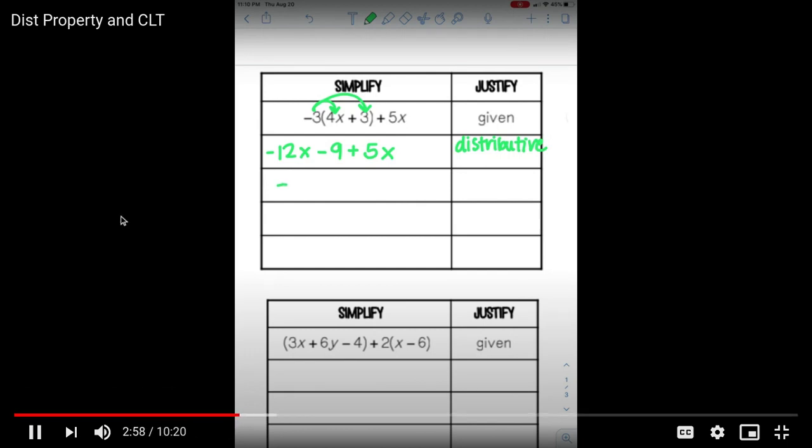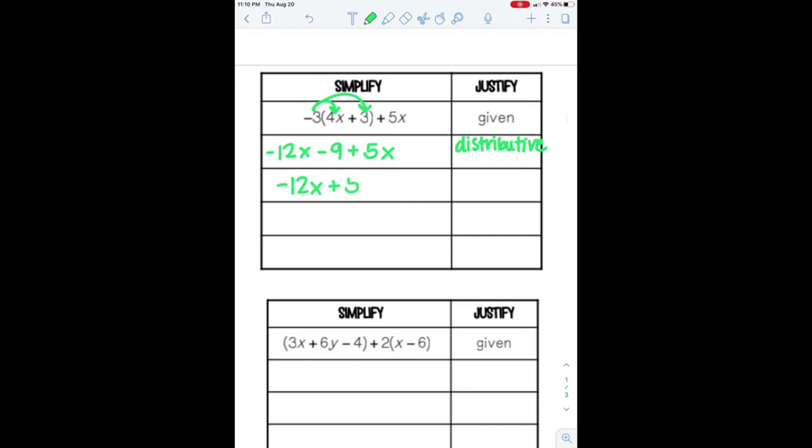The next step is optional, but it's something that I personally like to do, which is just rearrange them so my variables are next to each other. You do not have to do this. I just think it makes my life easier. So I just rearrange it so my -12x and my +5x are right next to each other. So now -12x plus +5x is going to give me a -7x.